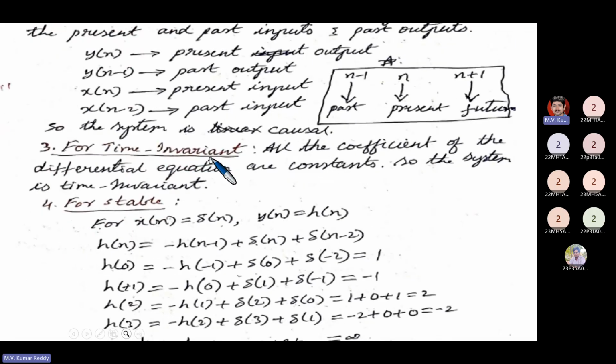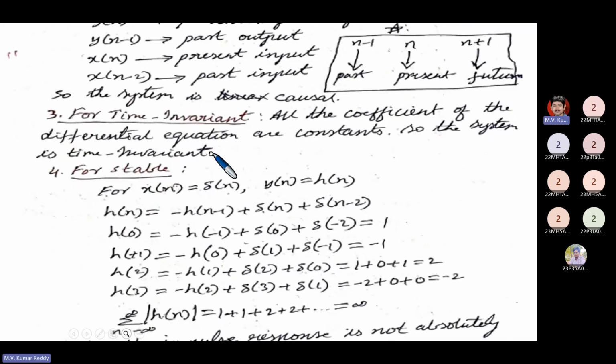Next, time invariant. Time invariant means all constants should be numbers only. Here we have all constants are numbers only, so time invariant. This is very, very important.